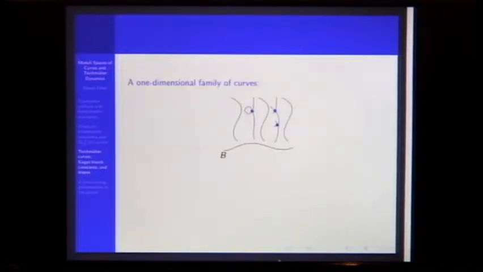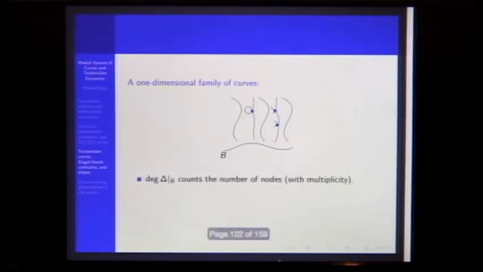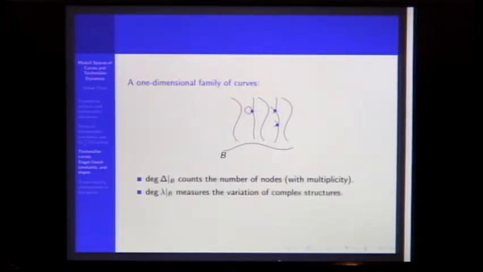Suppose this is a family B. You have a family of, say, smooth curves, and there are some special fibers given by nodal curves. The numerator, the delta degree on B, roughly measures the number of nodes you count with multiplicity. The denominator is harder to state precisely, but roughly speaking, it measures the variation of complex structure in this family. In other words, if this degree of lambda is big, then this family is highly non-trivial.